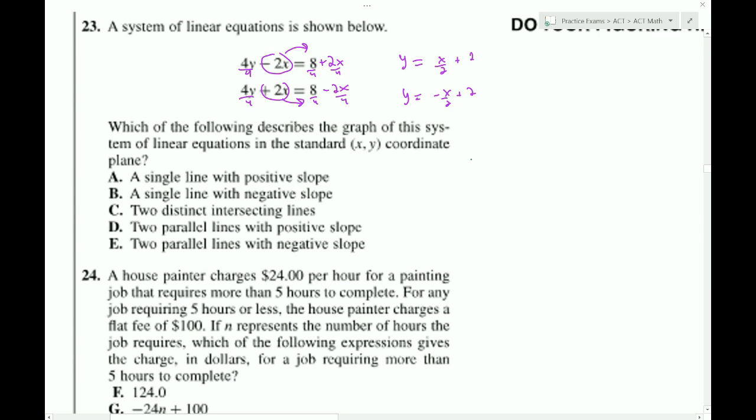So what we learn here is that the slope here is 1/2 and the slope here is negative 1/2. So it's not a single line, it's two separate lines. And they are distinct, meaning different, and they do intersect because the slopes are not the same. So since the slopes are not the same, they're not parallel, right?